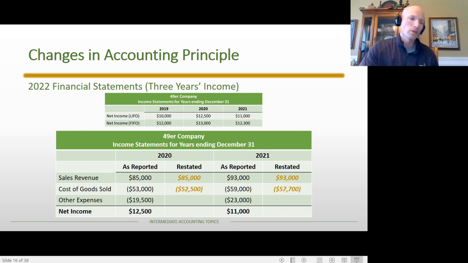And the answer is $57,700. Hopefully you were able to get that. Again, the cost of goods sold number would decrease by $1,300. All other expenses are the same. This is only one account, so we don't have to worry about other expenses. And of course, that means that our net income in 2020 is restated, and it's restated as $12,300 in 2021.